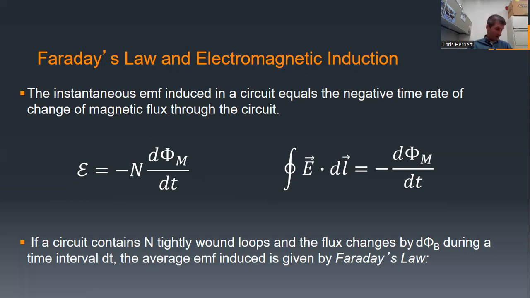So Faraday's law of induction says that we can get an electric field. There's a strange integral sign here, but what it's really saying is we can get an electric field in a closed loop by varying the magnetic field that passes through the surface.